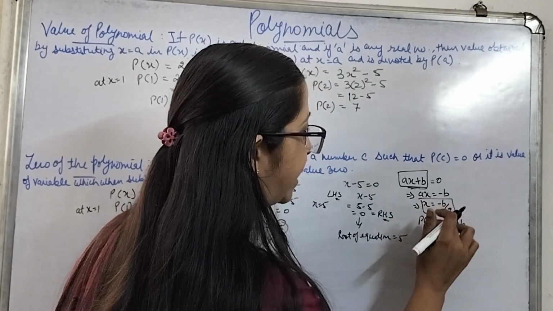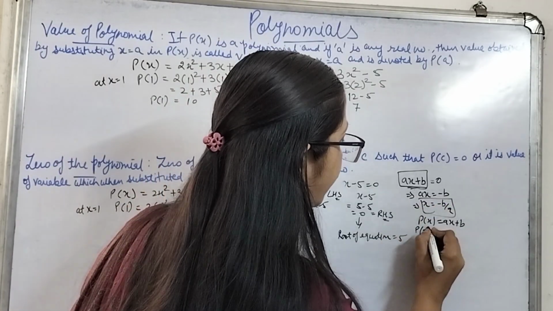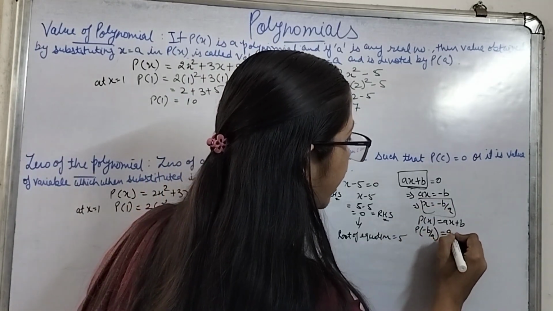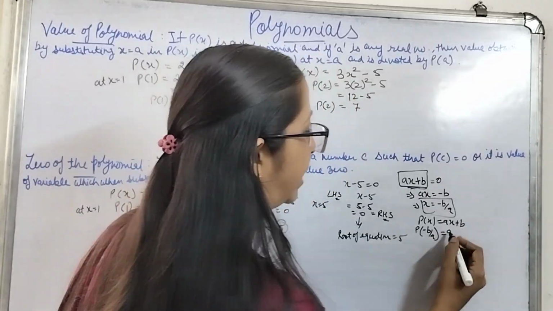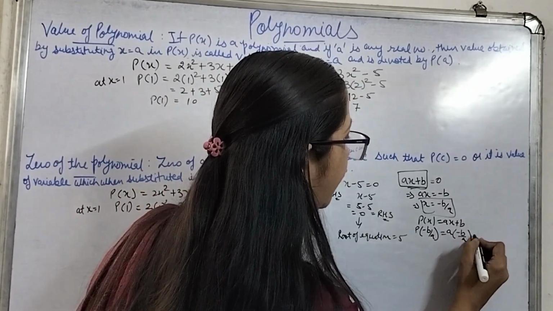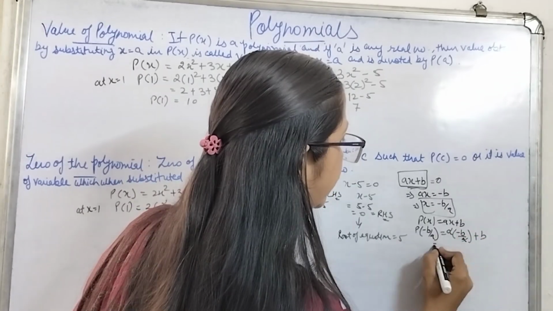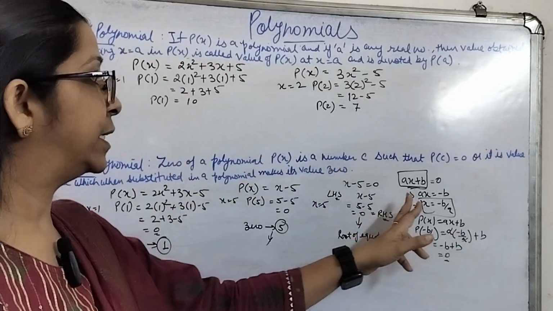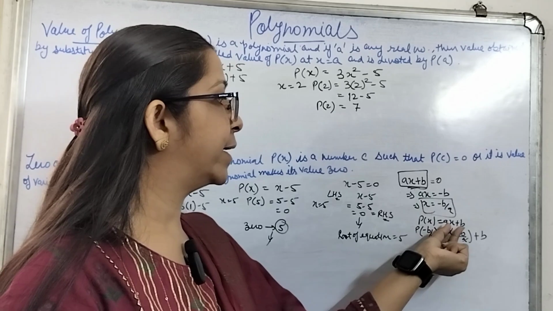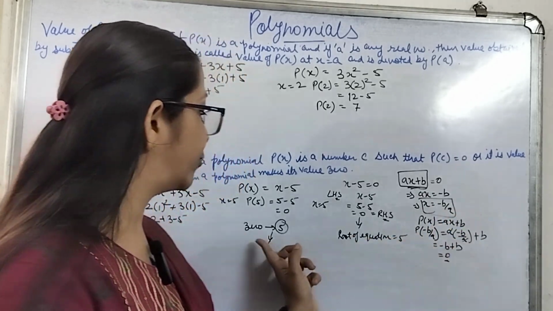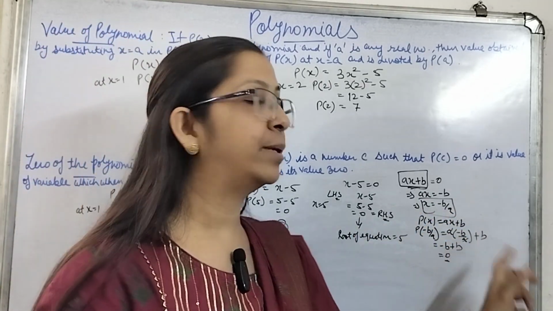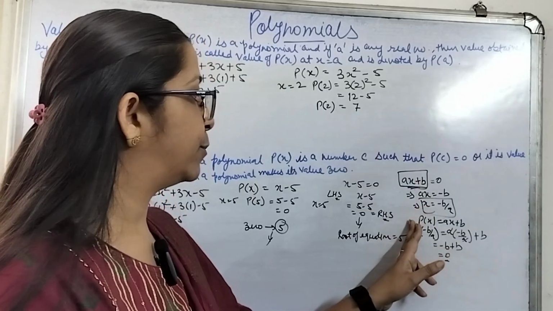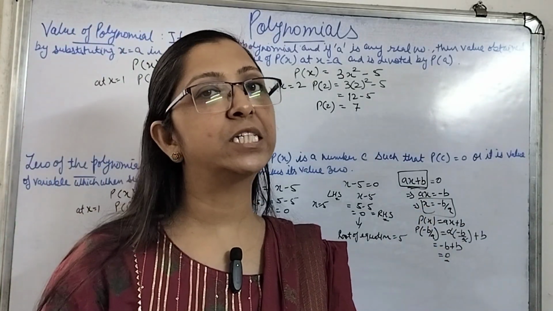If I replace x by −b/a, it will be a multiplied by (−b/a), instead of x I write −b/a, plus b. a and a cancel, −b + b is equivalent to 0. That means for a linear polynomial ax + b, the zero of the polynomial will be −b/a. And for a linear polynomial, we have 1 zero.